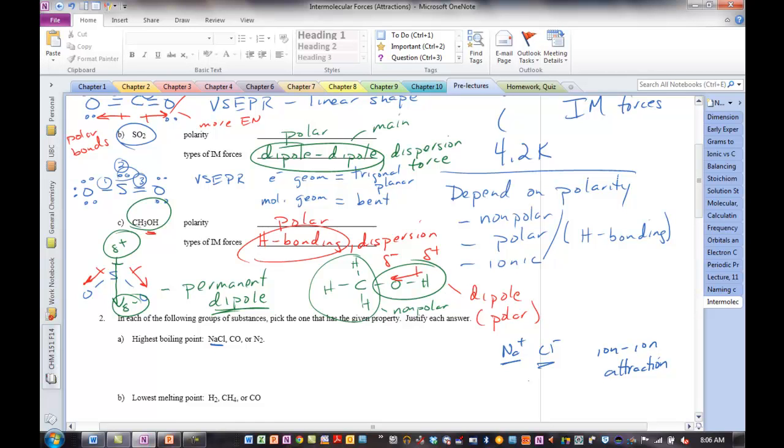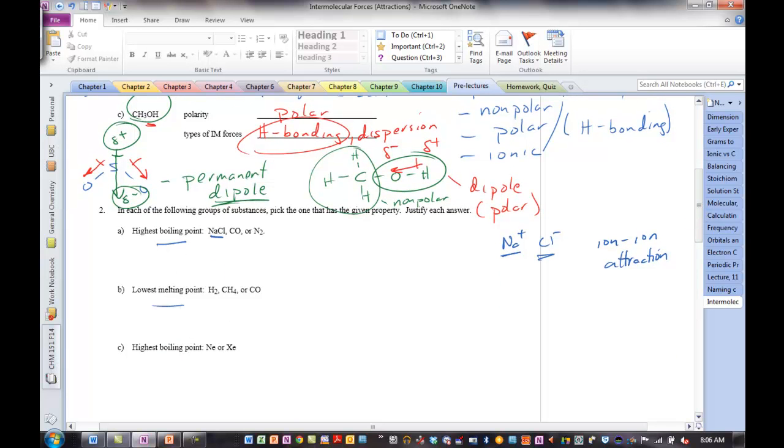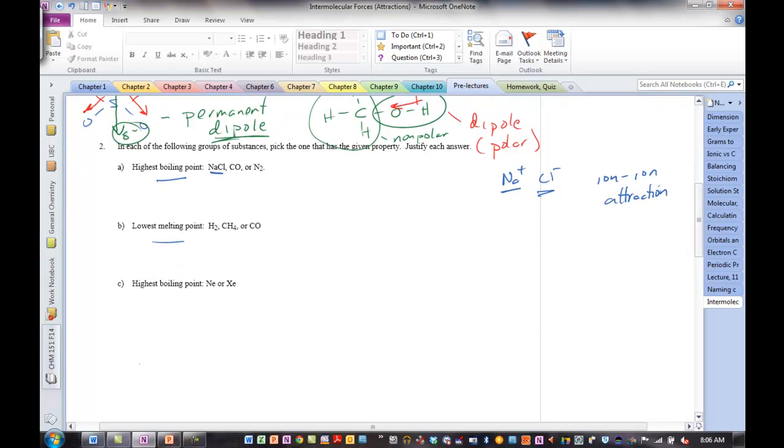All right, last part of this handout, down to number 2. Boiling point and melting point. The stronger the attractive force, the higher the boiling point, the higher the melting point. Okay, so that makes sense. If we have strong attractive forces in a liquid, we're going to have to heat it up to a higher temperature, a higher boiling point, to break those attractive forces.